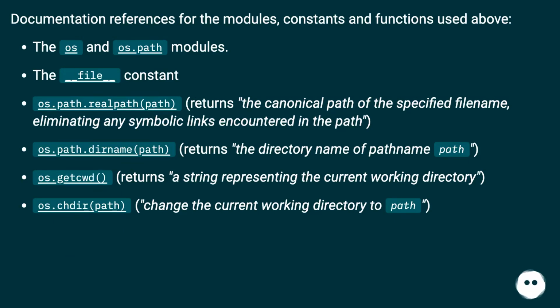os.path.realpath(path) returns the canonical path of the specified file name, eliminating any symbolic links encountered in the path. os.path.dirname(path) returns the directory name of path name path. os.getcwd returns a string representing the current working directory. os.chdir(path) changes the current working directory to path.